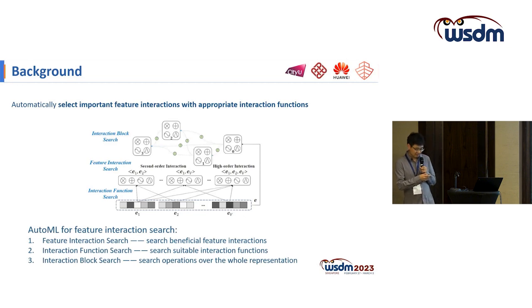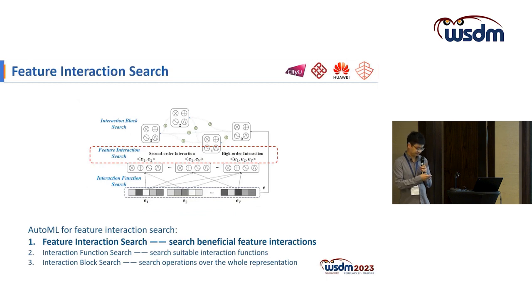And because the methods belonging to the first two categories normally have a very large search space, the third group takes the whole feature representation as a whole. They try to build interaction functions on the whole feature interaction to shrink the search space, which may become more efficient than the first two categories. Let's view them one by one.